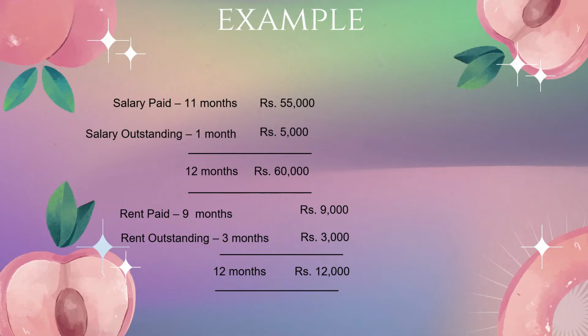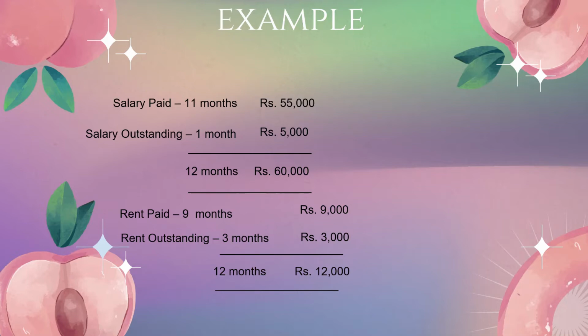I hope you have understood this concept. That is why we are adding. Some students get confused about which items are to be added and which should be subtracted. Items related to that particular year, for that particular period, should be added. Whether we paid or not, we have to add and show it in the books of accounts. You should bring it into the accounts. So that's why here, for salary paid, only 11 months' salary is paid, but we have to show 12 months.